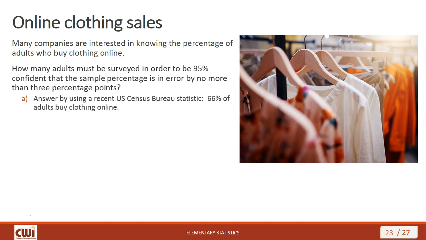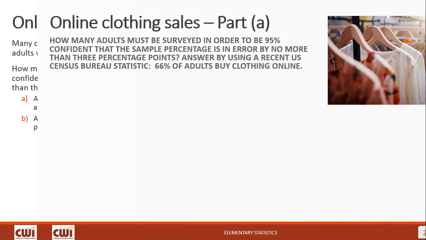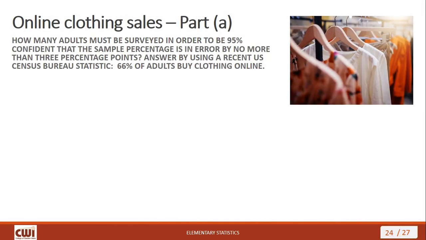We can answer by using a recent U.S. Census Bureau statistic that 66% of adults buy clothing online. Or we could simply answer without any prior knowledge of the possible value of the proportion. Let's look at each one of these examples to show you how the calculation is done. So first, we're going to use the Census Bureau statistic that 66% of adults buy clothing online.